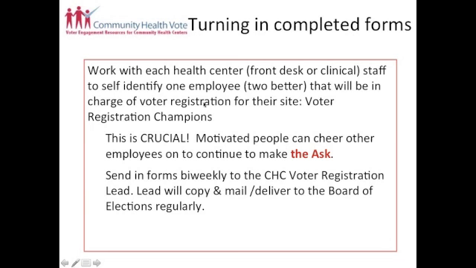Again, I just want to remind you, you've got to make sure that you get the forms turned in. You don't want them left laying around. You don't want them hidden under a filing cabinet. You want to make sure they get turned in. And you want to make sure that you routinely send us the contact information or the copied forms where you can do that so that we can follow up with folks. Next.